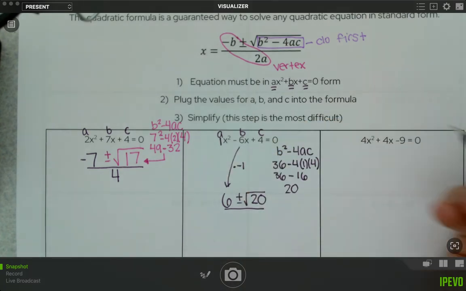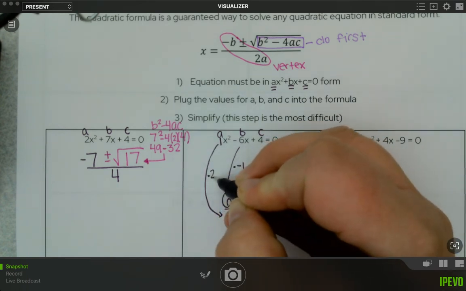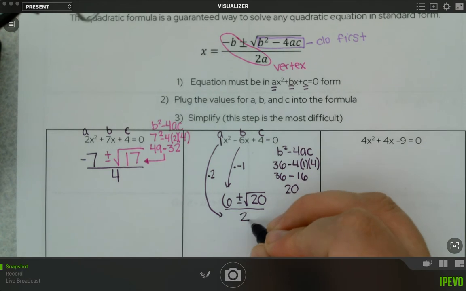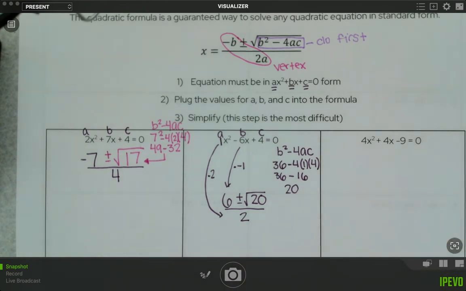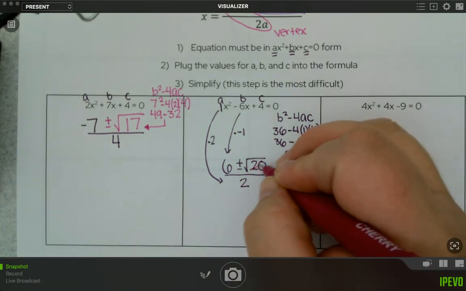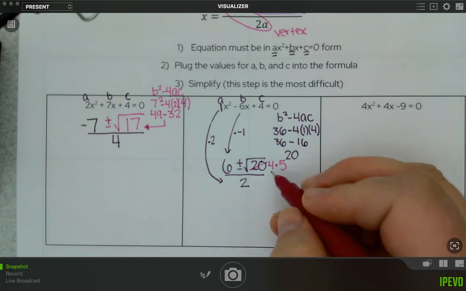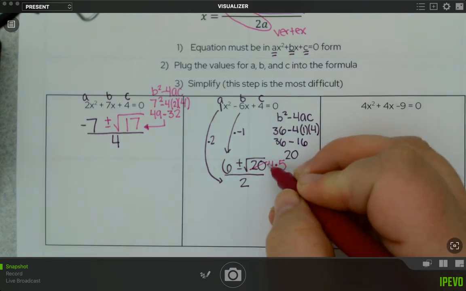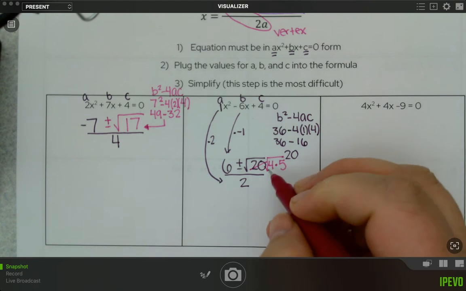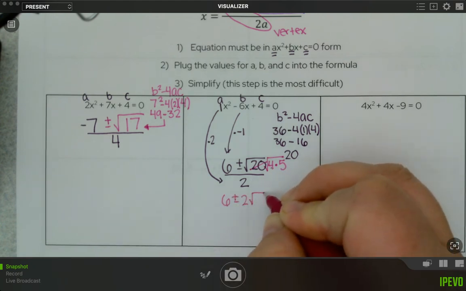So negative b would be 6. I'm going to put times negative 1. It's the same thing as multiplying by a negative. And a gets multiplied by 2 to go on the bottom. And then, sorry, you do have to simplify that square root if you can. Nothing goes into 20 as a perfect square except 4. 4 times 5 is 20, so I'm going to go ahead and cross that out and write 4 times 5. And the square root of 4, maybe I should write that so you guys can kind of see it, is 2. So really I have 2 square roots of 5.